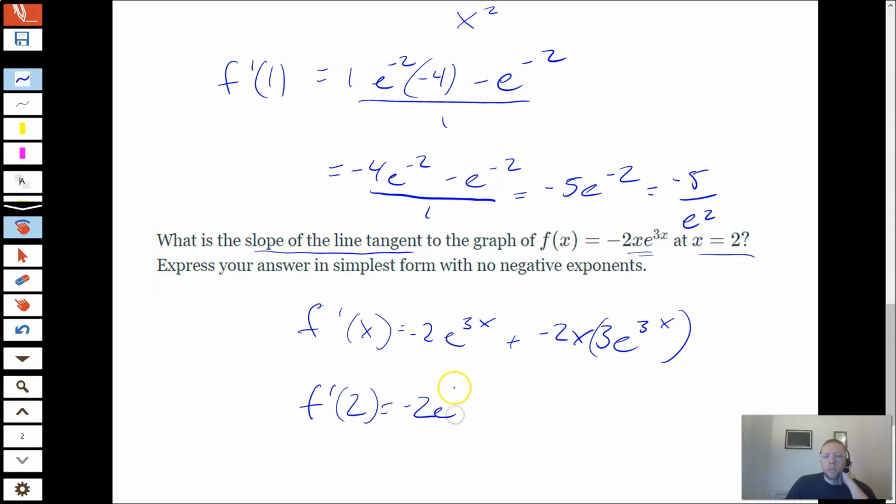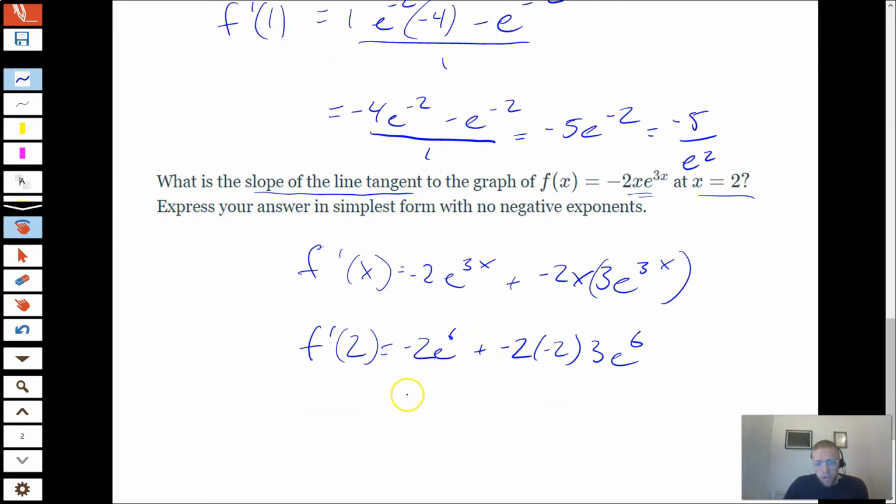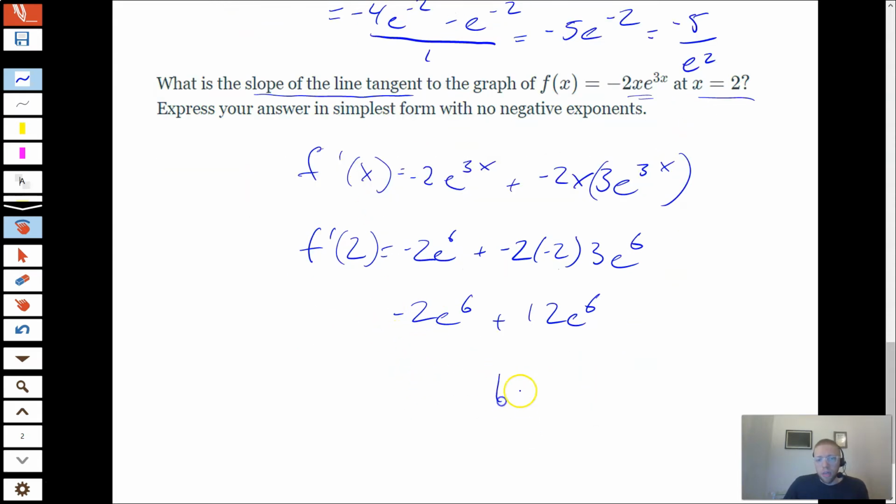Okay, and then I'll plug in that 2. So negative 2e, 3 times 2 is 6, plus negative 2 times negative 2 times 3 e to the 6th again. And then I just got to combine like terms. So 2 times 2 is 4, that's a positive 4, times 3 is 12 e to the 6th. And I combine like terms, and I get 10 e to the 6th, and I am done. So that is my slope of my tangent line at x equals 2.